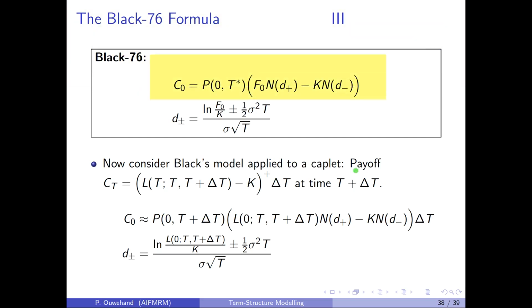If we apply the above formula here, we obtain that the value of the caplet is approximately equal to the value of the zero coupon bond, discounting to time T star, with the LIBOR forward rate here, times delta T, where d plus and d minus are given as follows, again with the LIBOR forward rate, and where sigma is a number so that sigma squared times T is equal to the variance of the log of the LIBOR spot rate L(T, T, T plus delta T).